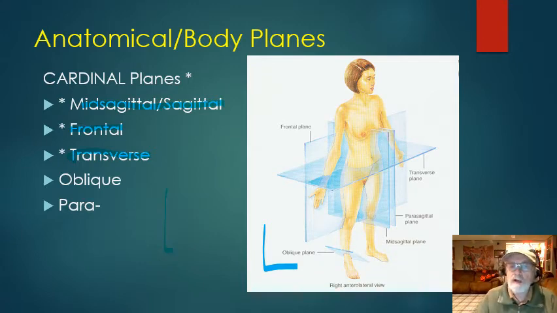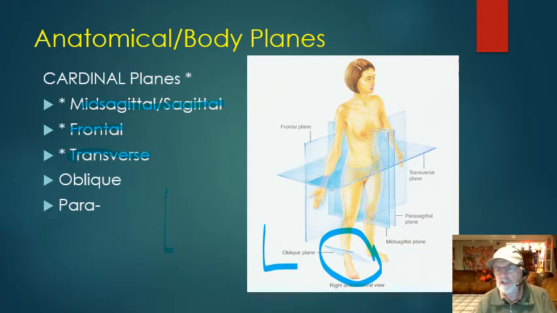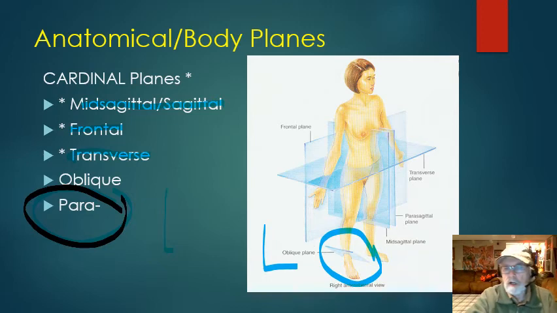There are other planes that we could have in the body. If you look at this one down here, it is called an oblique plane because it's not on any of those three cardinal planes. If a plane is parallel to a cardinal plane, it's called para. So a parasagittal would be a plane that would be parallel to the sagittal plane.